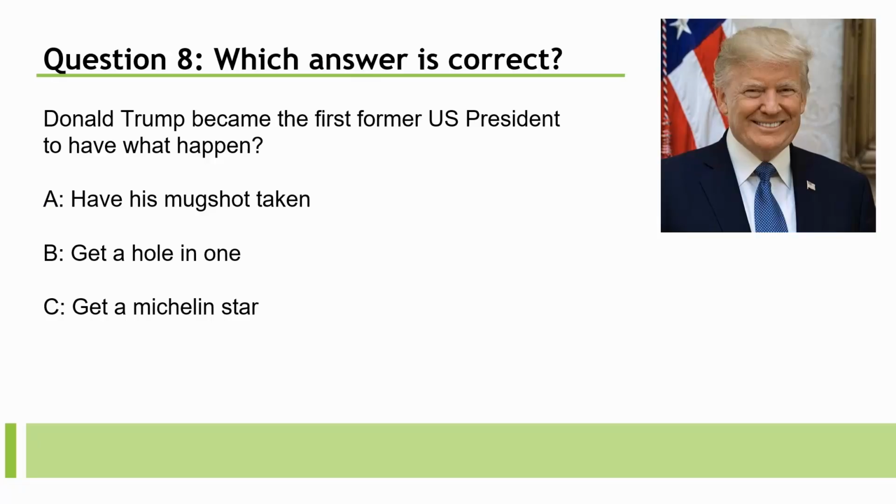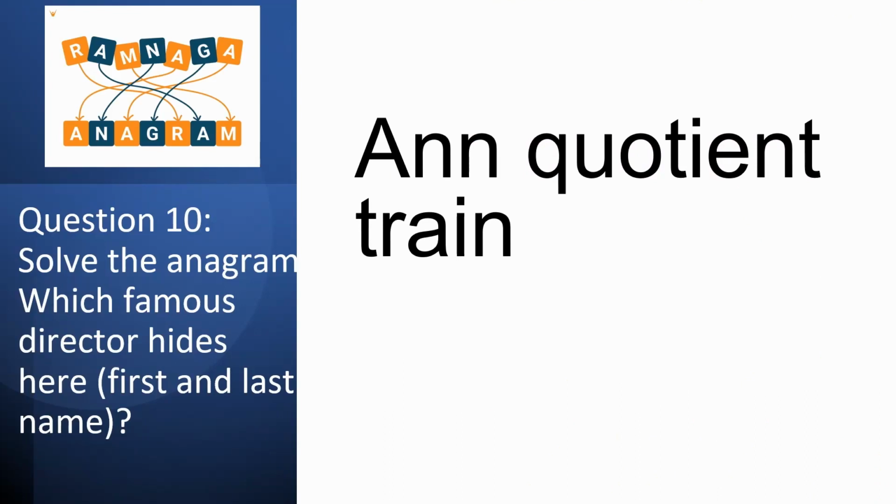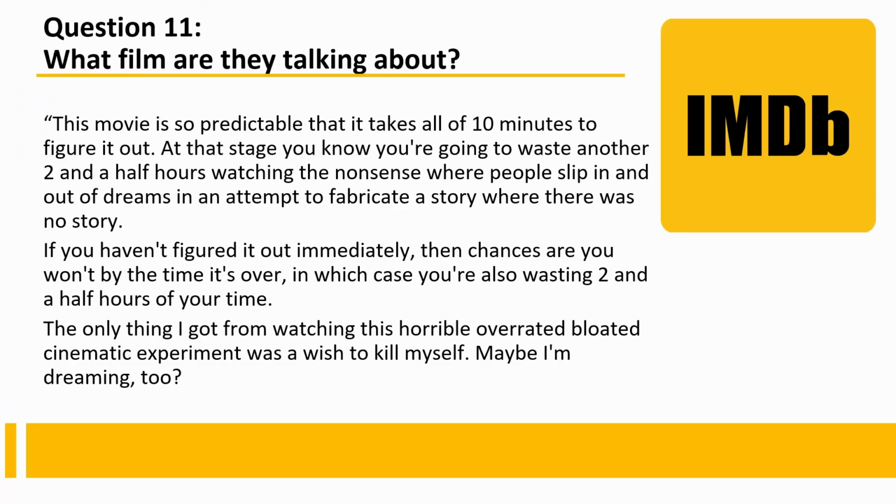So, question 8. Well, Donald Trump is the first former US president to have his mugshot taken. So A is the right answer. And then, have you seen the Chinese Wall from Space? No, you cannot see the Chinese Wall from Space. And then it's Quentin Tarantino that hides behind the anagram in question 10. Question 11, it's Inception that he's talking about. He didn't really not like Inception.